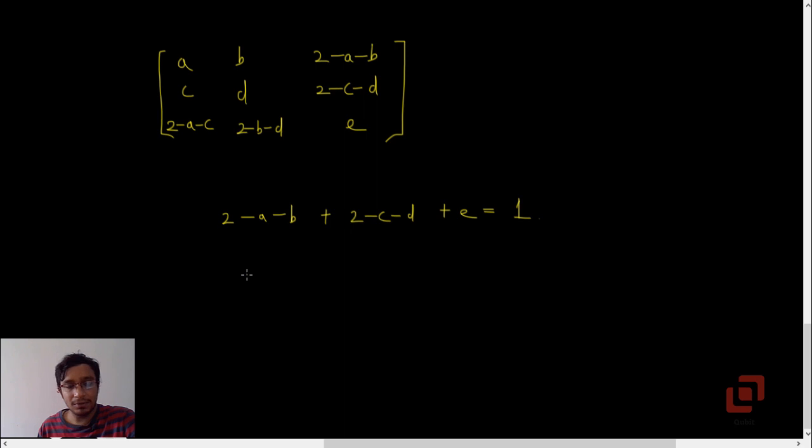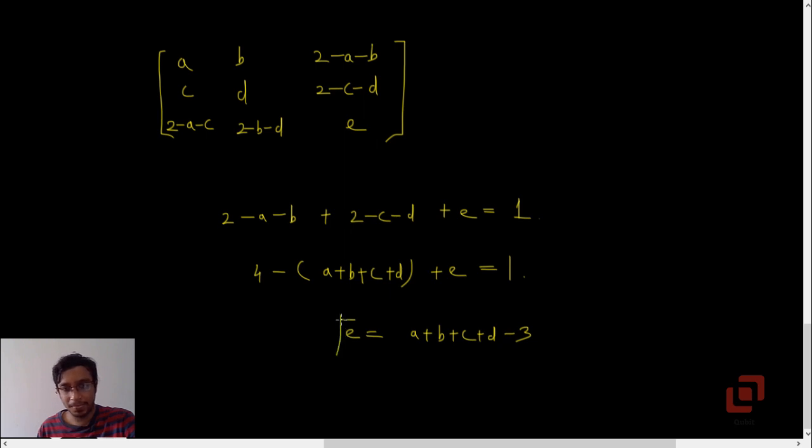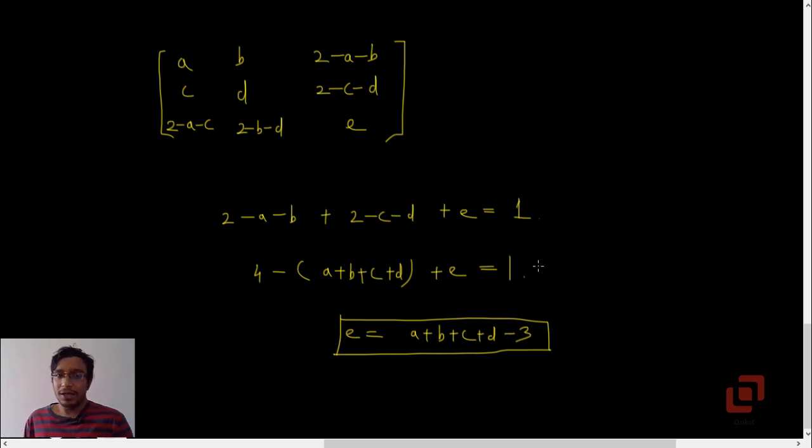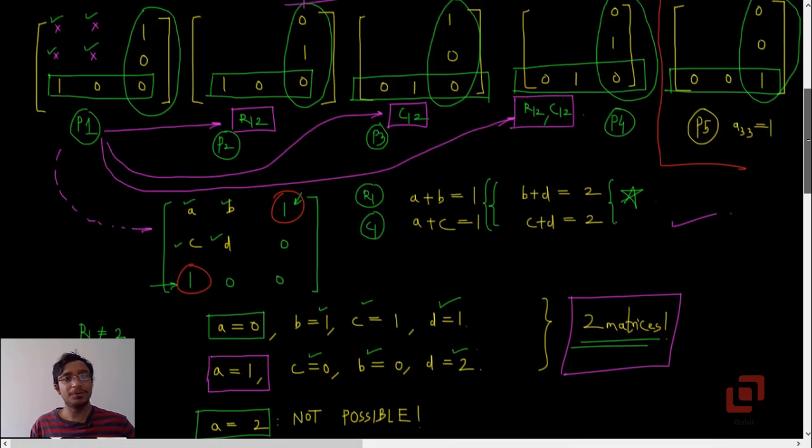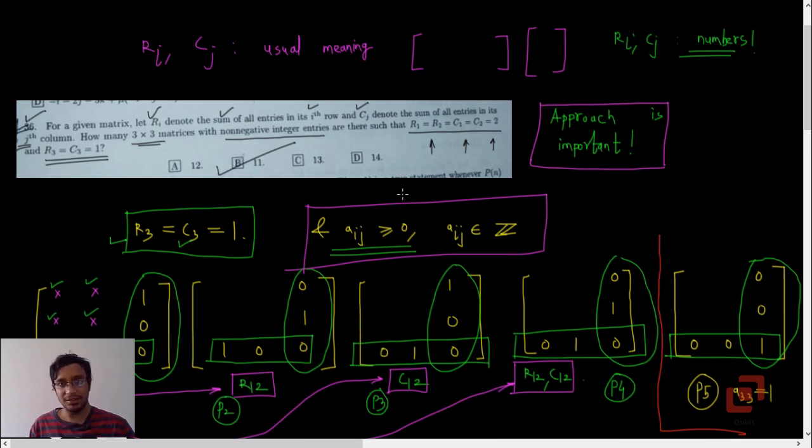So then that gave me 4 minus A plus B plus C plus D plus E equal to 1. Okay, or E equal to A plus B plus C plus D plus 1 minus 4. Okay, see, and after this I found it very difficult to arrive at the total number of matrices. Okay, so you can give it a try, but for me the later approach actually worked, which I explained to you just now. Okay, so that is question 36.